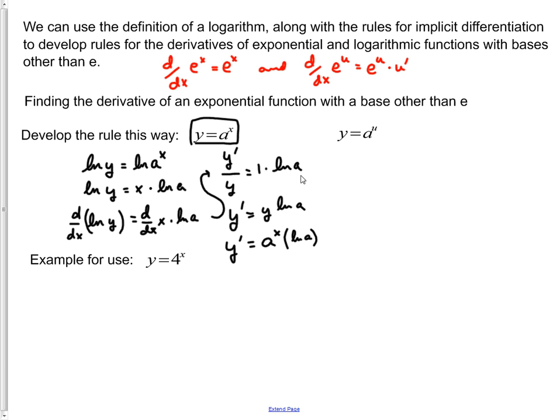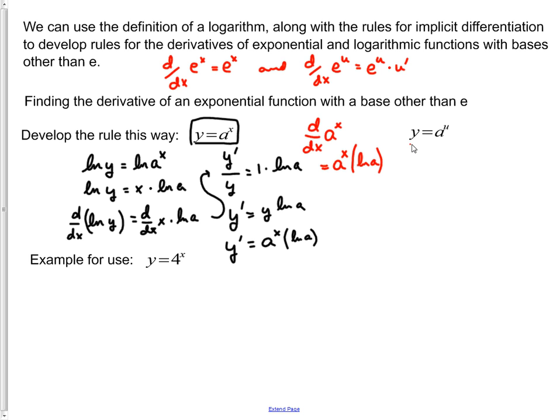Very interesting. So what are we actually saying about the rule right here? Well, in this case, our rule goes like this. The derivative with respect to x of the quantity a to the x will equal a to the x, just like in the exponential function, times the natural logarithm of the base a.